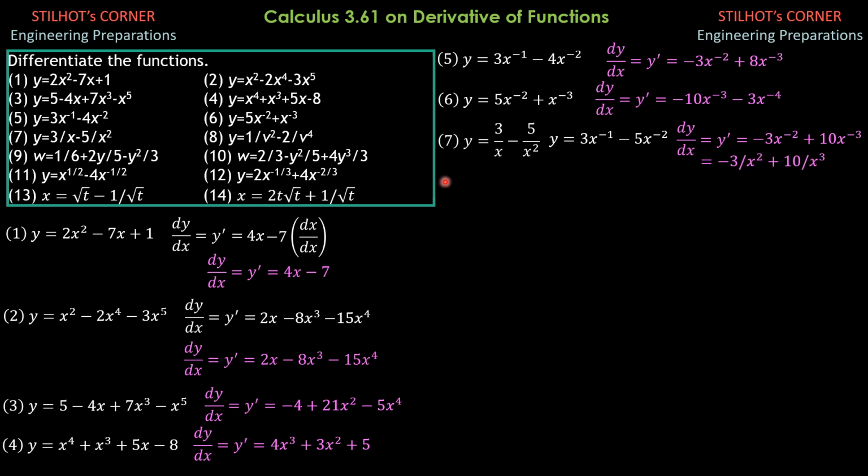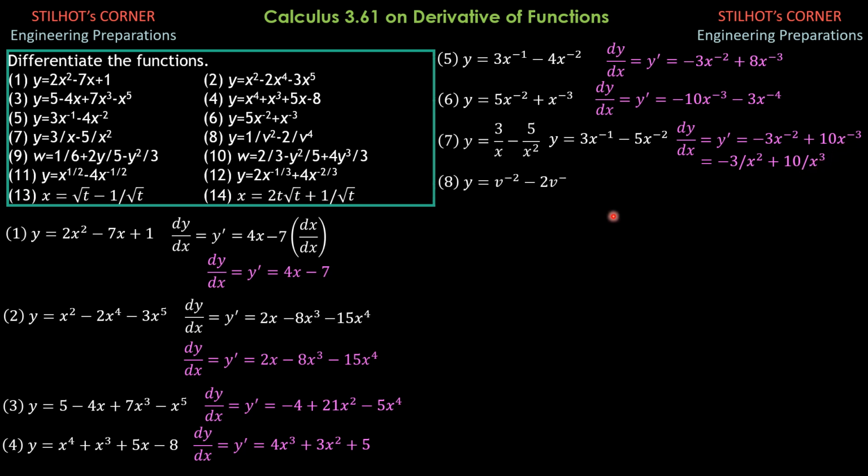Or we also write that as, so in this form, because this is the original form, so we must be obliged to finalize our answer in the same form here, although this is also correct. So we transform this into negative 3 over x squared, then plus 10 over x to the power 3.